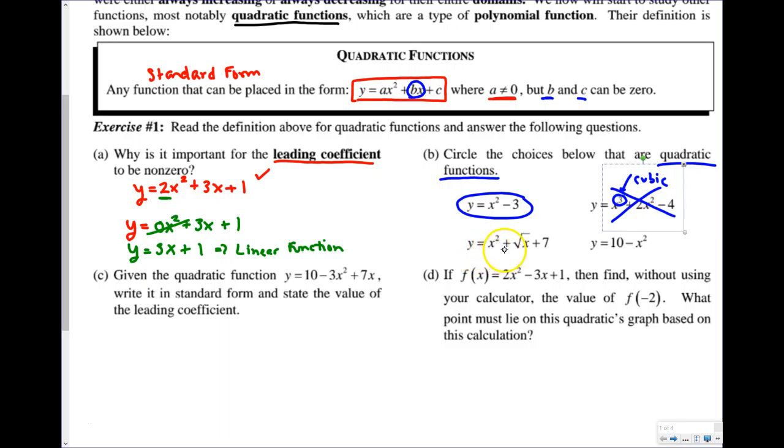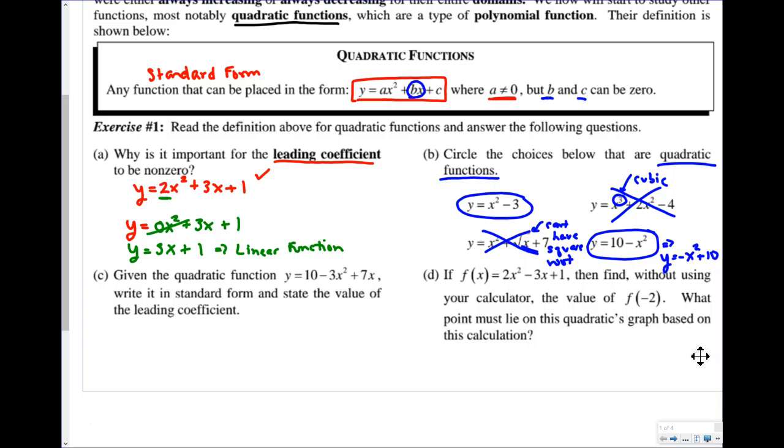The third one, x squared plus the square root of x plus 7, this is not quadratic, okay? Because of that square root, you can't have a square root. And the last one, y equals 10 minus x squared, that is a quadratic. Even though the x squared is not in front, I could always rearrange it so it says y equals negative x squared plus 10. So I can always rearrange the terms and still make it standard form.